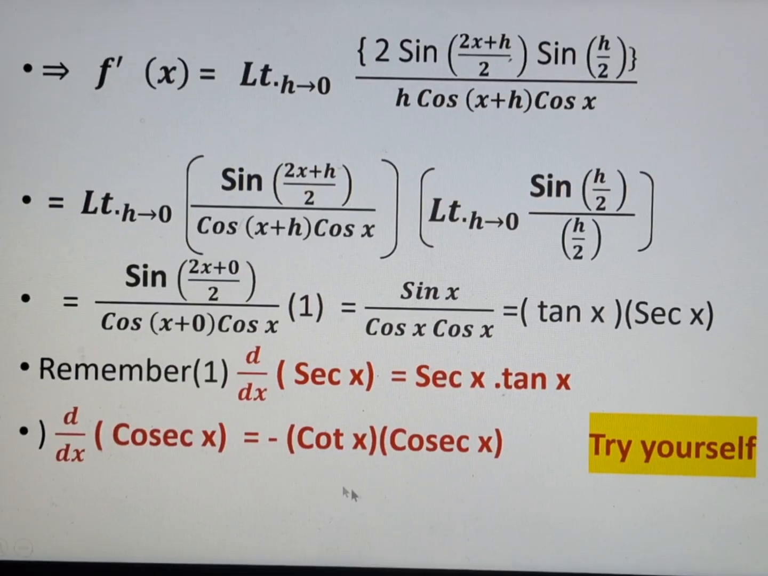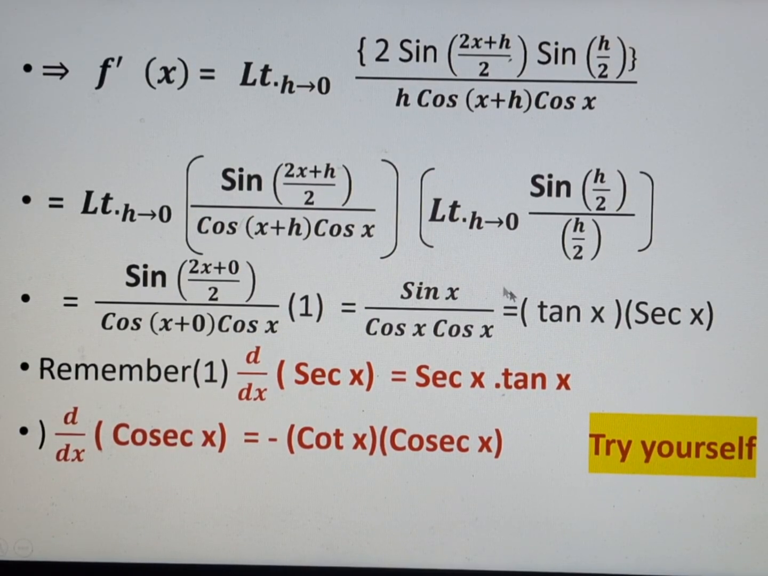Now solve it. So we get limit h tends to 0 of in bracket 2 sin (2x+h)/2 into sin h/2 over h cos(x+h) cos x. Now separate the limits and terms. Limit h tends to 0 of sin (2x+h)/2 over cos(x+h) into cos x, into limit h tends to 0 of sin(h/2) over h/2.